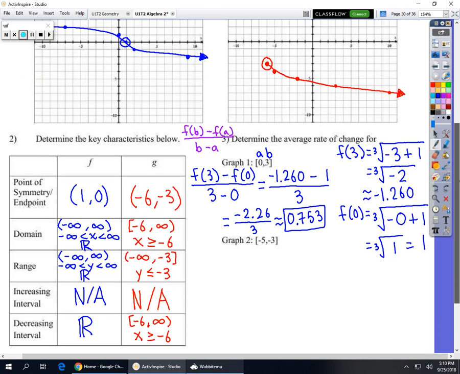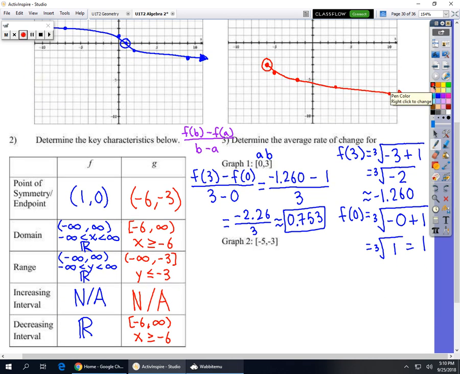So let's do the same thing for the second one. Remember, negative 5 is your A, negative 3 is your B. So we're going to follow that formula. That is f of negative 3 minus f of negative 5 divided by negative 3 minus negative 5. A lot of people are going to forget that minus minus. Negative, negative, negative. It's negative 3 minus negative 5. All right? We can do this all off to the side too.